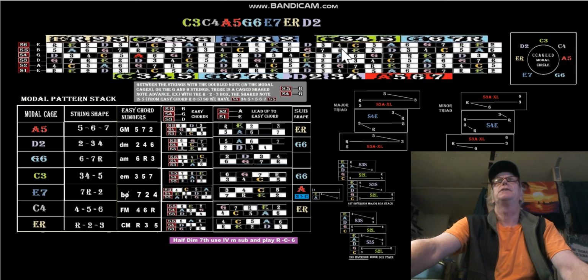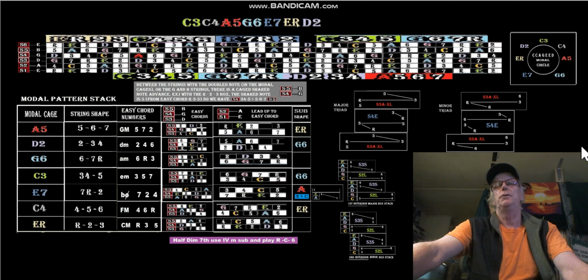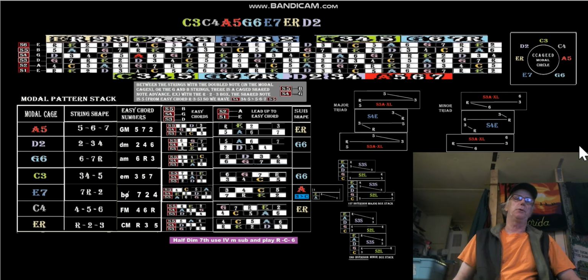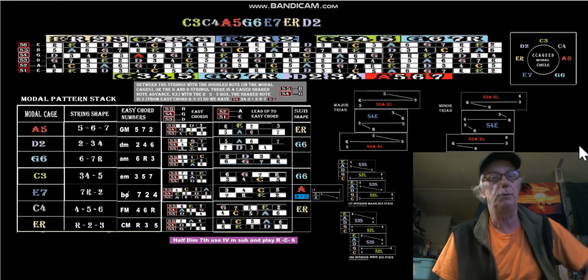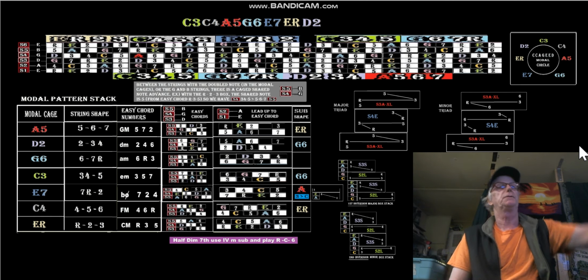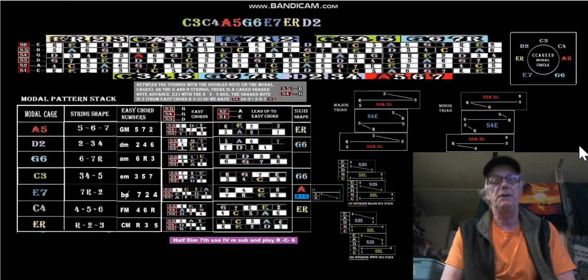So let's dig right in here. This is from way back at 333, easy chords for the modal cage system, CCAGEED. So notice it's not CAGED anymore, which is a pentatonic, but we're incorporating the pentatonic cage, the word, or a CAGED scale backwards, which is D, E, G, A, C. Okay, that's an increasing pentatonic scale.